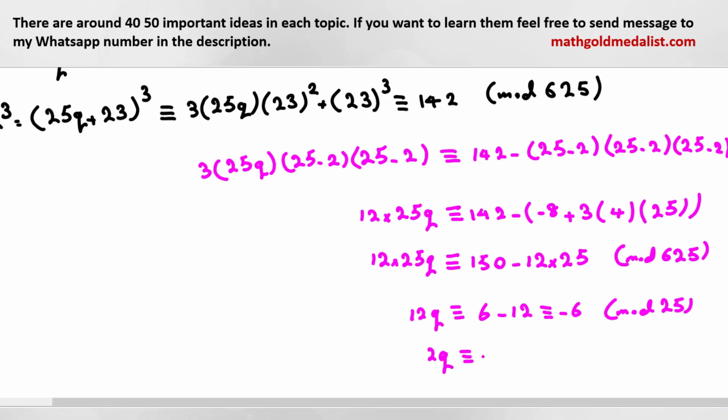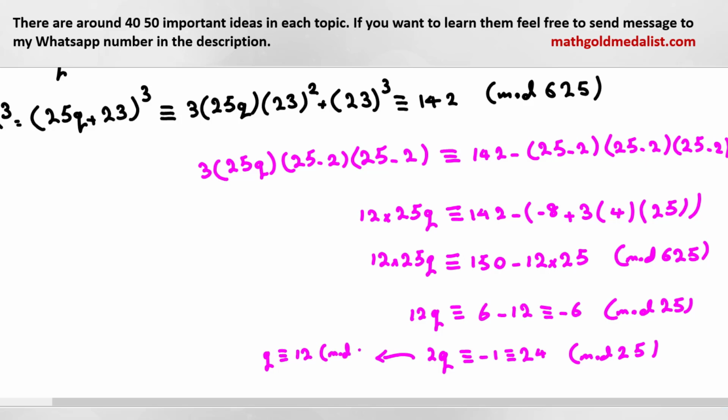2q is congruent to, sorry, wait, 24. Yes, -1 or 24. We write 24 to divide by 2, right? Yeah, 24 divided. So then you can say what from here? We can say q is congruent to 12.